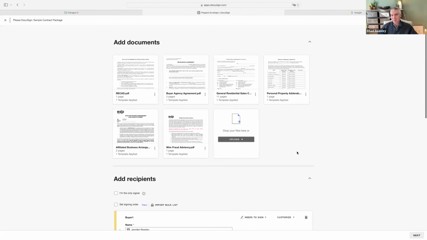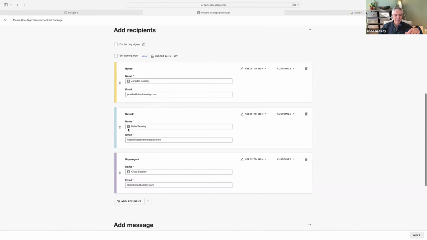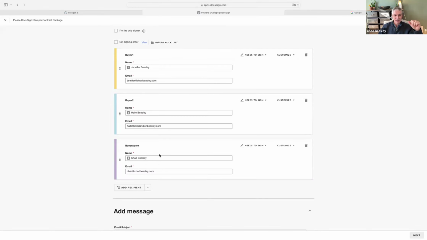I've got templates set up that already have the fields set in there, which you can do in DocuSign, or you can do it in Remine, or whatever electronic signature platform you use. You can set up templates so that those fields are already there and you don't have to do that every time you go in. And you'll see that in a minute. And then I go in and I just put that Jennifer and Hallie are buyer one and buyer two. And I'm the buyer's agent. You can see that here.